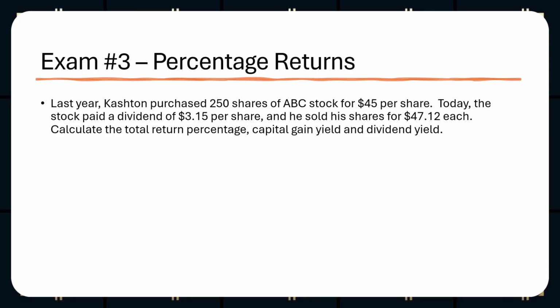Last year, Cashton purchased 250 shares of ABC stock for $45 per share. Today, the stock paid a dividend of $3.15 per share, and he sold his shares for $47.12 each. Calculate the total return percentage, the capital gain yield, as well as the dividend yield. So my total return percentage is based on the following equation. And in this analysis, the number of shares that he actually owns is not even relevant. The numerator to this problem is the price that we sell it for minus the price that we paid plus any income that was received, all divided by the initial price that we paid.